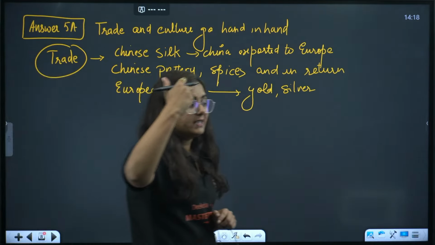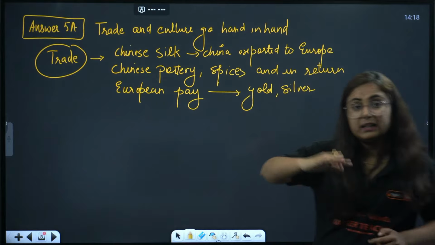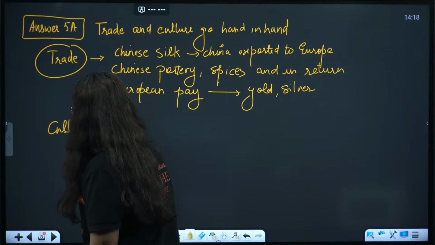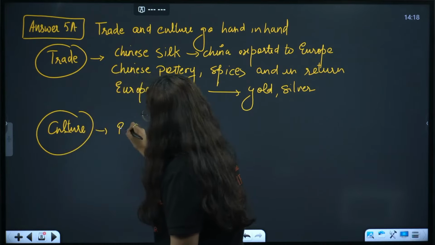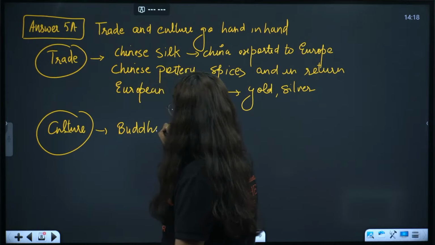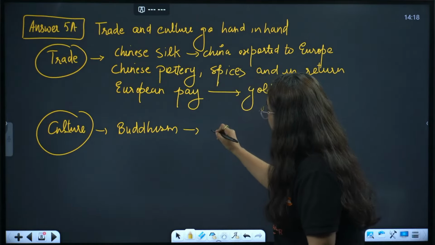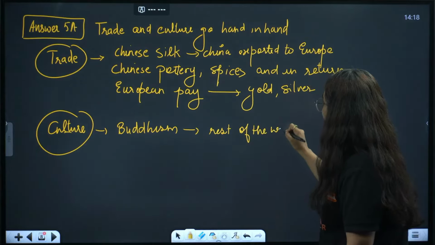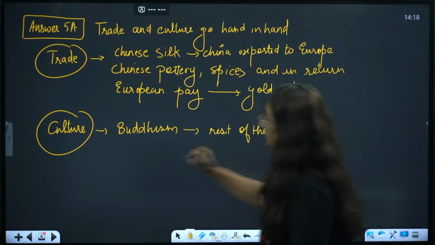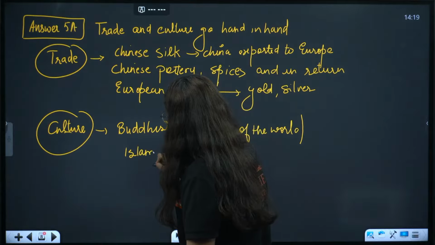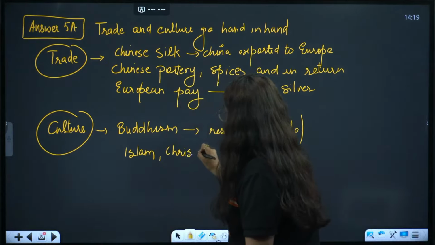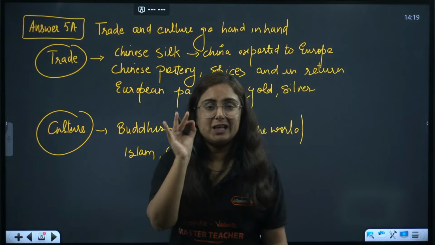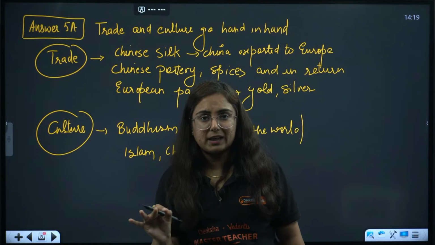The question itself says that trade and culture go hand in hand. So we discussed trade. Now let us discuss culture too. You will write that Buddhism, which originated in India, reached the rest of the world via the same route. If we talk about Islam, it reached India. Christianity reached India via the same route. Will you be able to frame this 2-marker question in 2 points in a perfect manner or not?